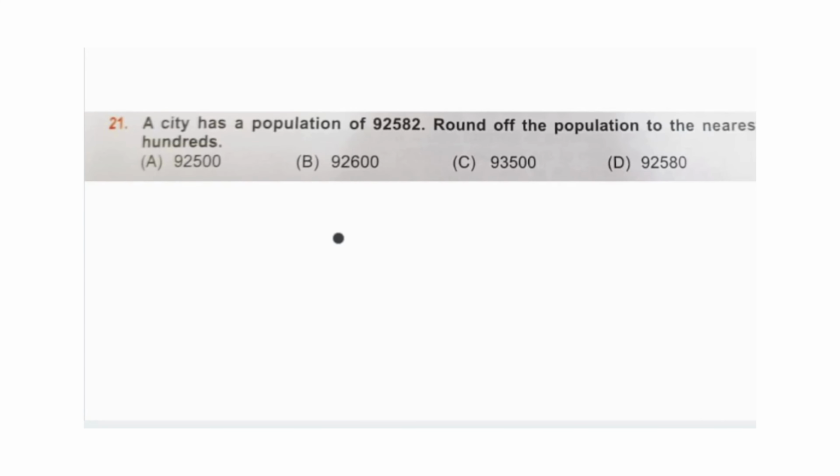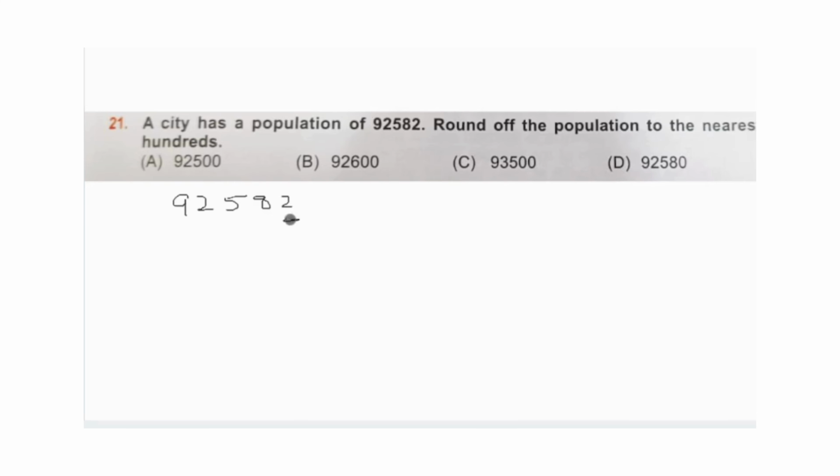Let's look at question number 21. This is from everyday mathematics. The purpose of these questions is to solve problems in everyday life. The question reads: a city has a population of 92,582. Round off the population to the nearest hundreds. Let's write down the number first, 92582. That is the population of the city.